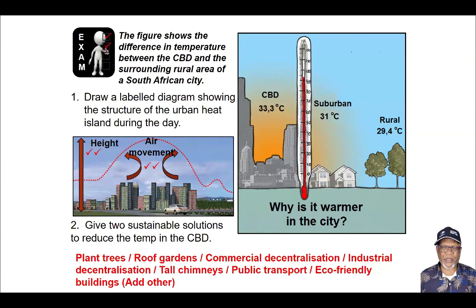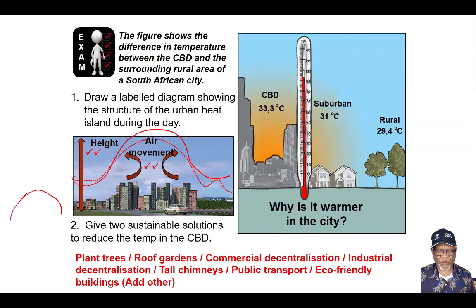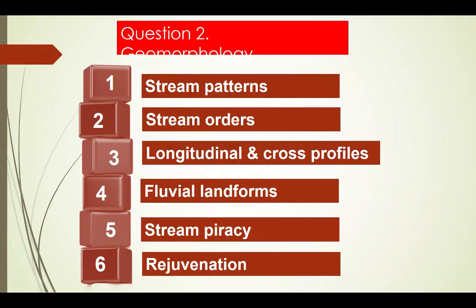Now, the figure shows the difference in temperature between the city and the surrounding rural area of a South African city. And they say draw a labelled diagram showing the structure of the urban heat island. So this is the structure showing the urban heat island during the day. So what you must show, you must just show that the urban heat island must look like this, but during the night it must be a little domey and come closer to the surface. Okay, now let's look at geomorphology.